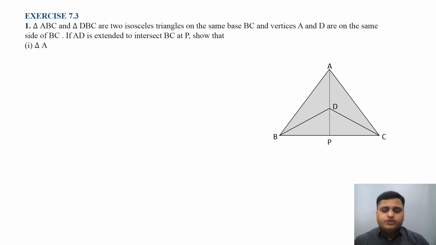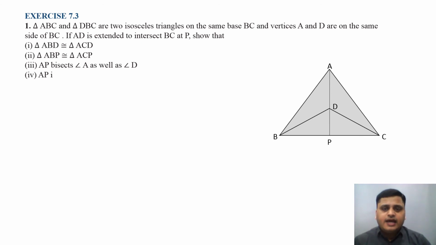We need to show the following points. Number 1, we need to show that triangle ABD is congruent to triangle ACD. Second, we need to show that triangle ABP is congruent to triangle ACP. The third, we need to show that AP bisects angle A as well as angle D. And the fourth, which is the last one, we need to show that AP is the perpendicular bisector of BC.